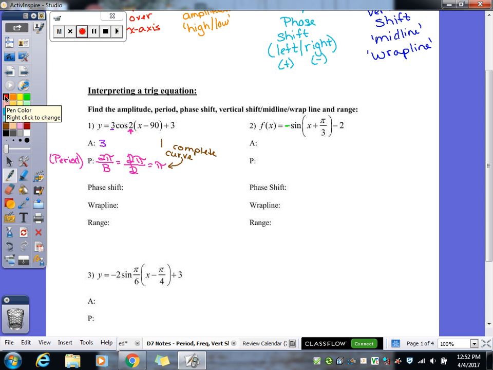Next we want to know, do we have a phase shift? That would be the stuff in here in the parentheses. We do have a phase shift of 90, and that's going to the right because it was a subtraction. Our wrap line is that number at the end, and it's always y equals. So our wrap line would be y equals 3.